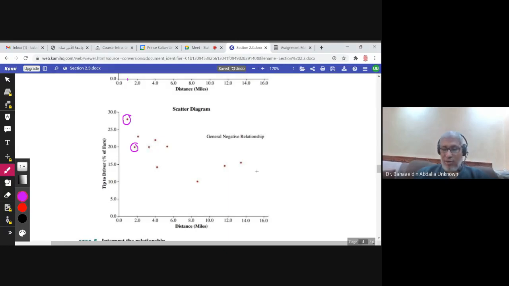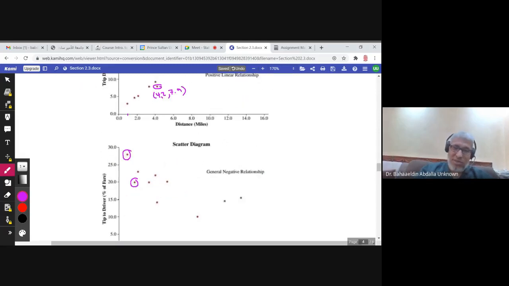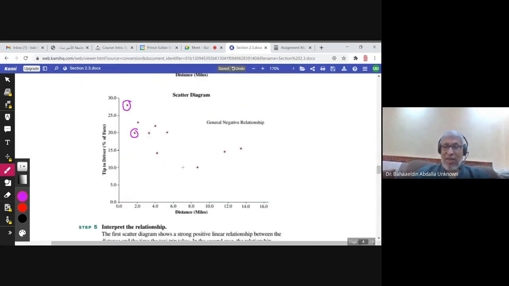You put all the points. You do not connect them. And then you try to figure out a relationship. Is there a relationship? I can see it's somehow also linear, but it is not that strong. It is, of course, not as strong as this one. It's a weak linear relationship, and it's negative. So we can say that it is a negative linear relationship.